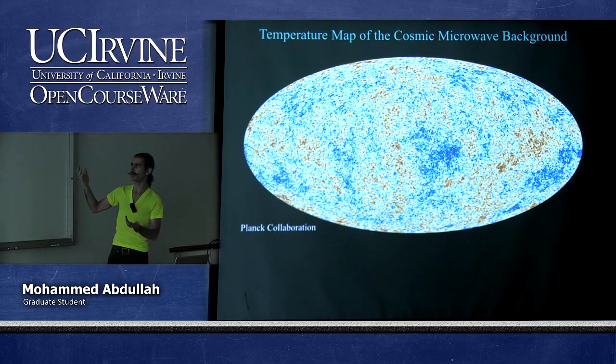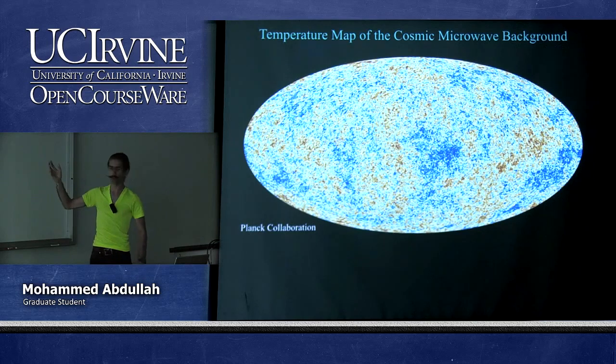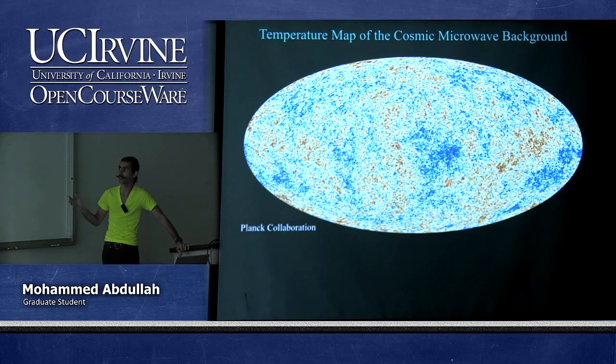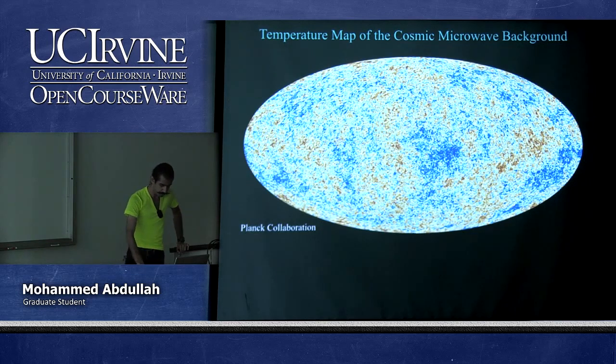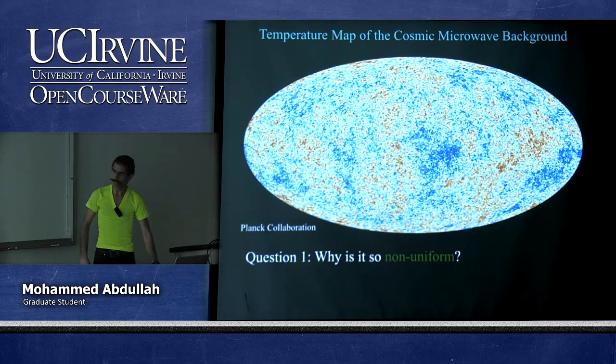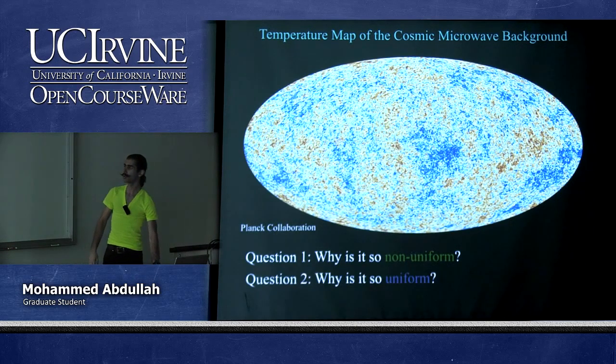And this is not just a useless plot of noise, because these densities were the seeds that formed large-scale structure later in the universe. So it's pretty much worthwhile to ask, why is it so non-uniform? How did those form? However, an equally important question is, why is it so uniform?